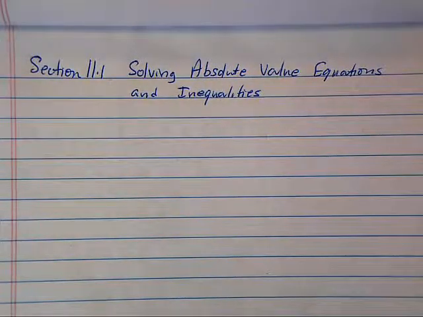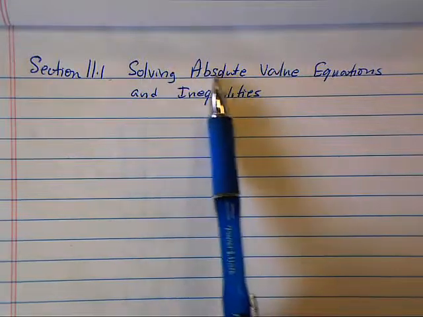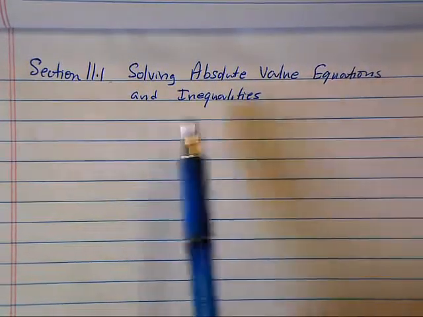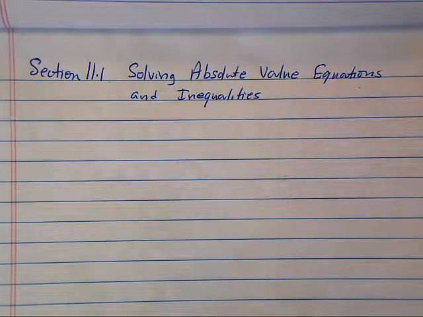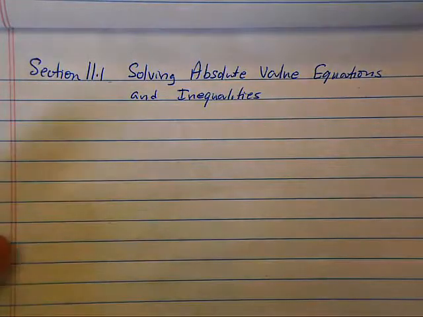So we jump all the way from the end of chapter 3 all the way to section 11.1. And the reason we do that is this section kind of fits in pretty well with what we just did. In the last section, we solved linear inequalities. Now we're going to talk about solving absolute value equations and inequalities. So this kind of fits well with what we did right at the end of chapter 3. Let's start with equations.